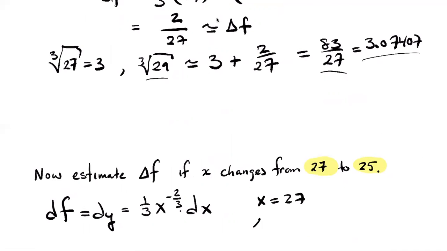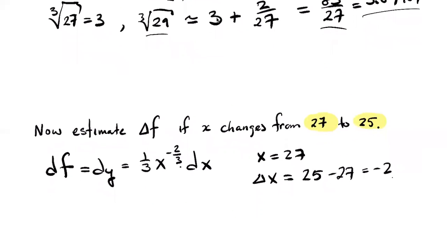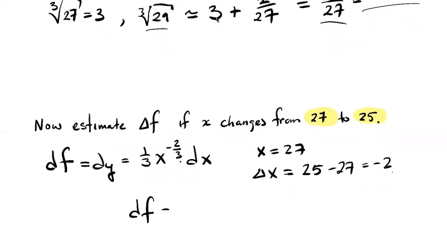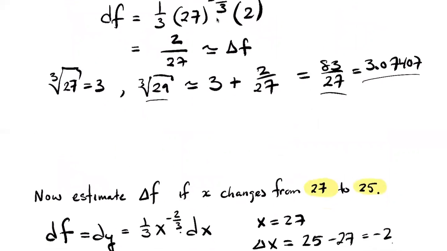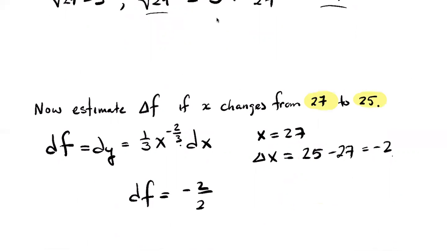But this time our delta x, we have to subtract in the right order. We're still changing from 27, so it's 25 minus 27. It's -2. That's the difference. So this time, if we compute our differential df, the calculation is going to go exactly the same, but we're going to have a minus sign. It's going to be -2 over 27.